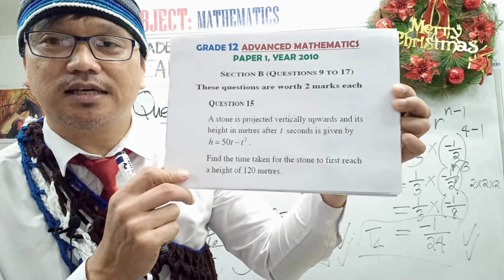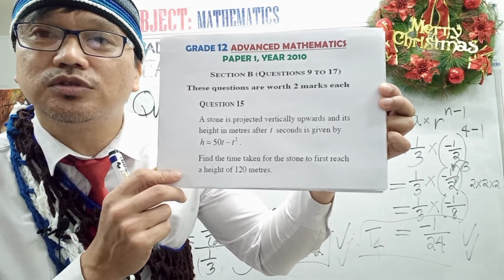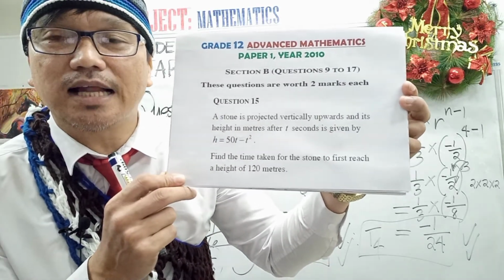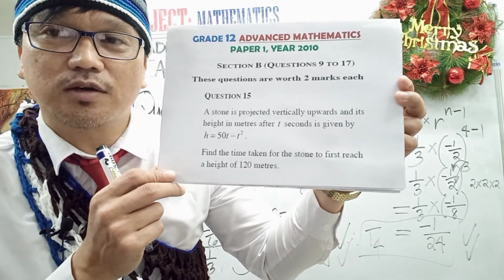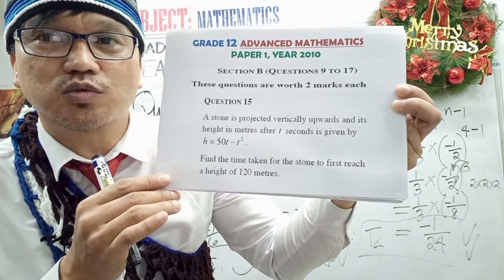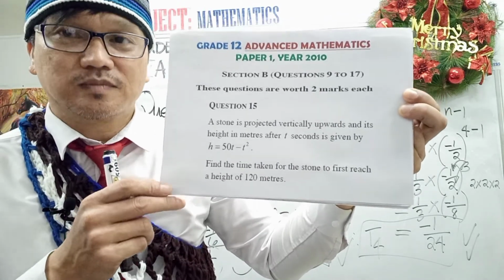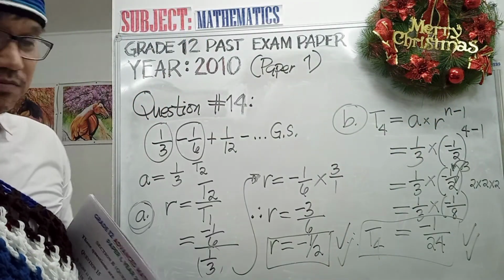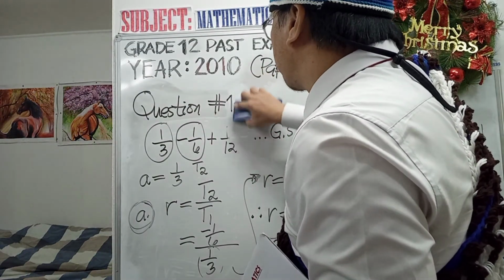When it is a quadratic, then you are going to use the skills of solving a quadratic function, like factorization, second is completing the square, or the third one is using the quadratic formula. So it is already given. Okay, so let me erase this part and let's now have question number 15.